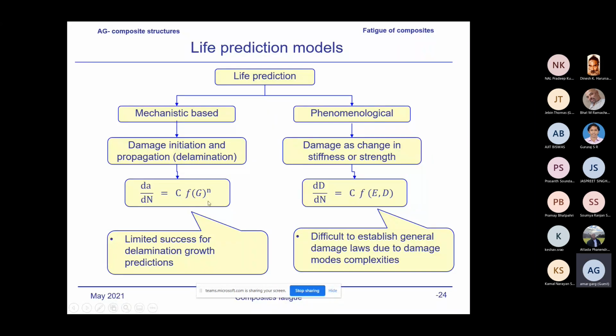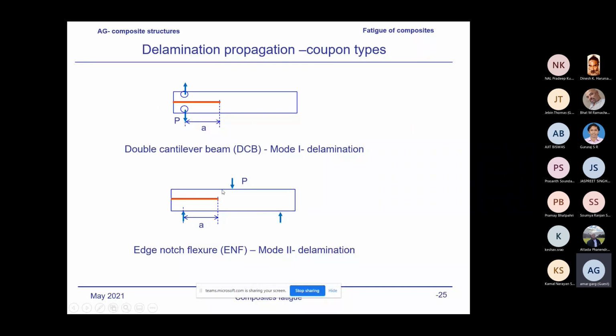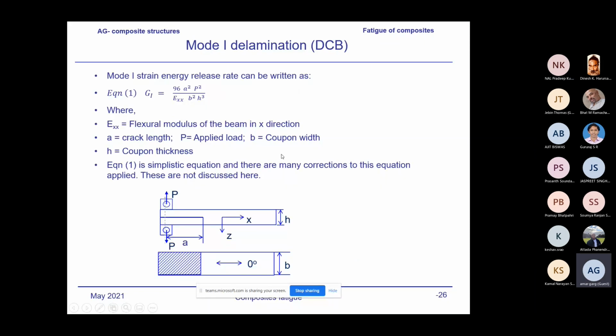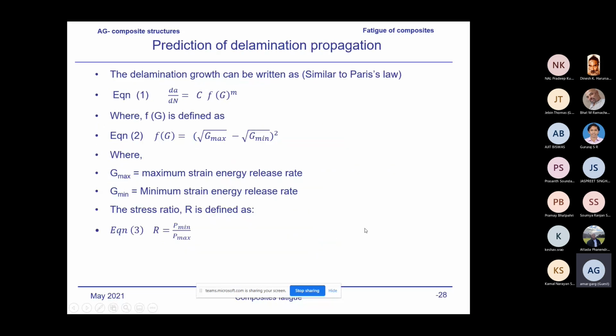The only thing which has been used is this for delamination. So delamination has basically two modes, mode 1 and mode 2. Mode 3 is not tested. Usually we consider mode 3 toughness to be the same as mode 2. I won't go into the details. Mode 1 delamination equation here, mode 2 delamination.